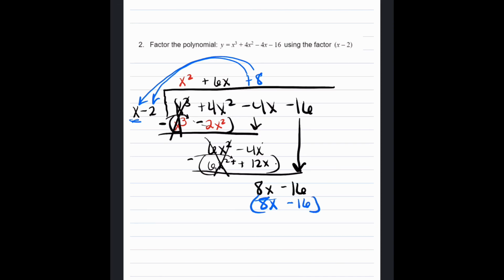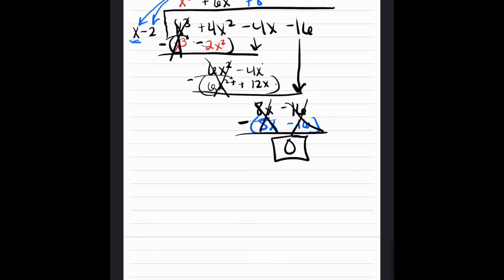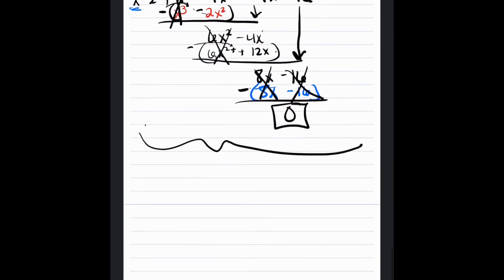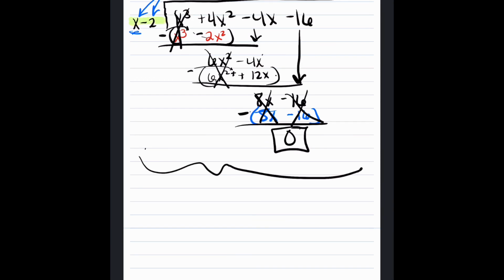When I subtract them, 8x minus 8x cancels. Negative 16 minus negative 16 also cancels. So we have that remainder of 0, which is what we wanted. So then I create my whole factor, so this isn't done. I take the outside expression and combine it with this expression up top. So it becomes x minus 2 times x to the second power plus 6x plus 8. So this expression here is what we got from the long division.